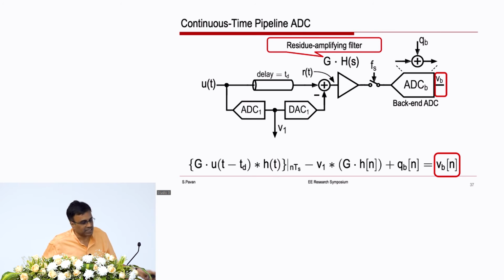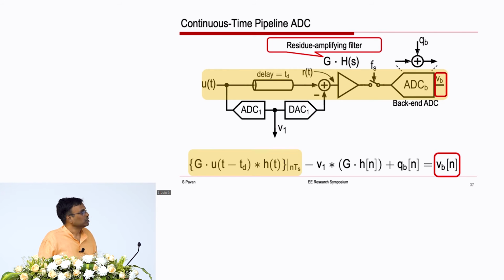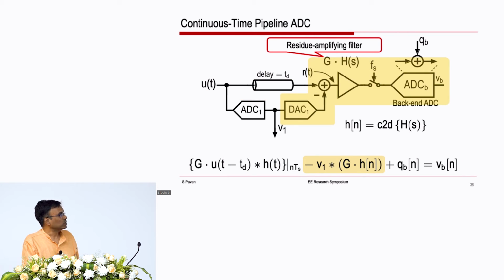Now, let us take a look at what that sequence is. So, this is completely linear, and therefore, you can just simply use superposition. It consists of 3 parts. One is the input U getting delayed, getting gained up by G, filtered by this filter with an impulse response H of t, this is convolution, and sampled at n times Ts. That is one contribution to VB. The other contribution is this sequence V1, which goes through G, H, and gets sampled.